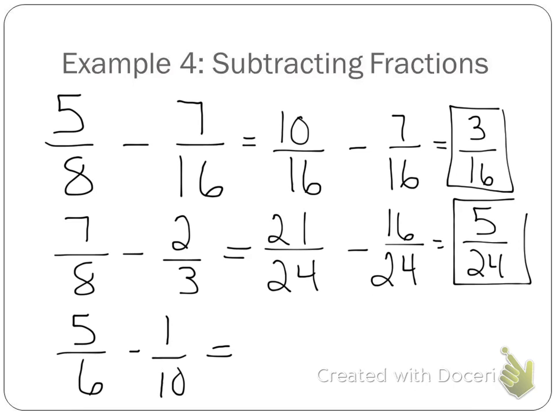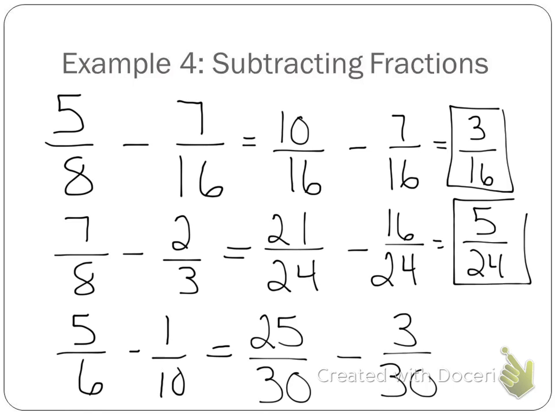What's my LCD for the third one? 30. Okay, now there are other common multiples, but 30 is the lowest one. Make sure you get the lowest one. So what does my first fraction become? 25 over 30. My second fraction? 3 over 30, which is 22 over 30, which is 11 over 15. Who got both of those? All right, good job, guys.